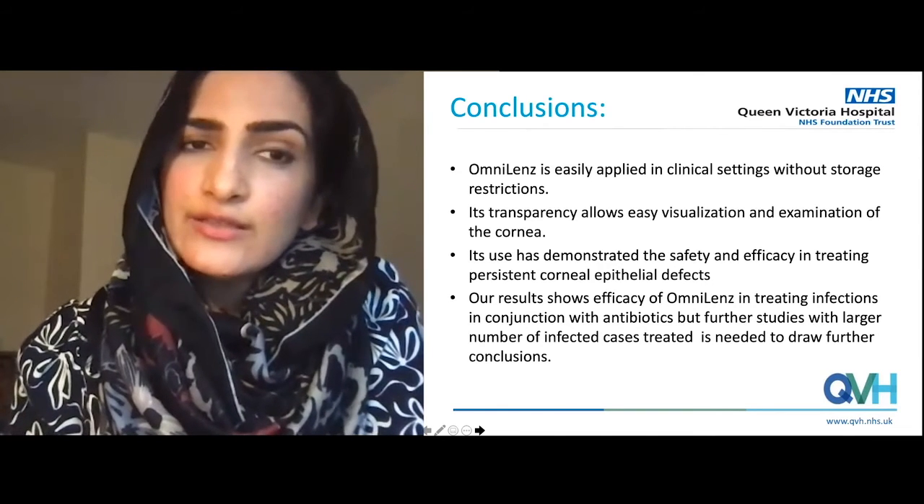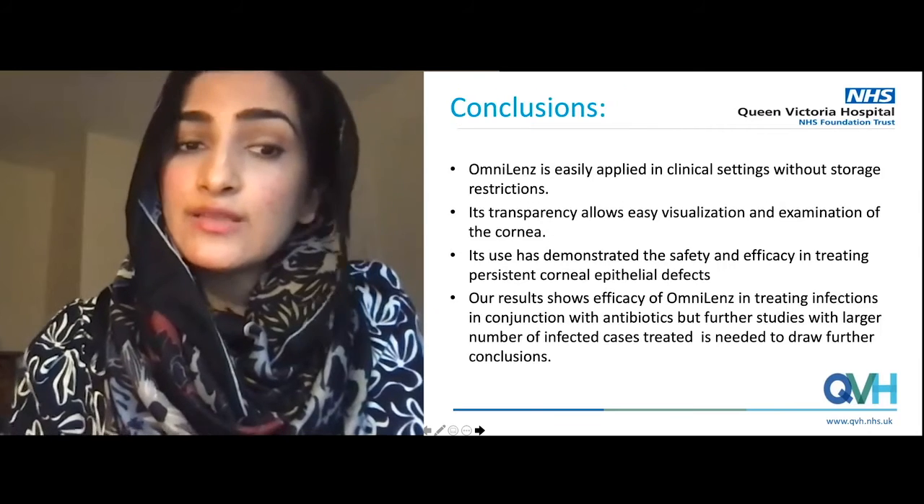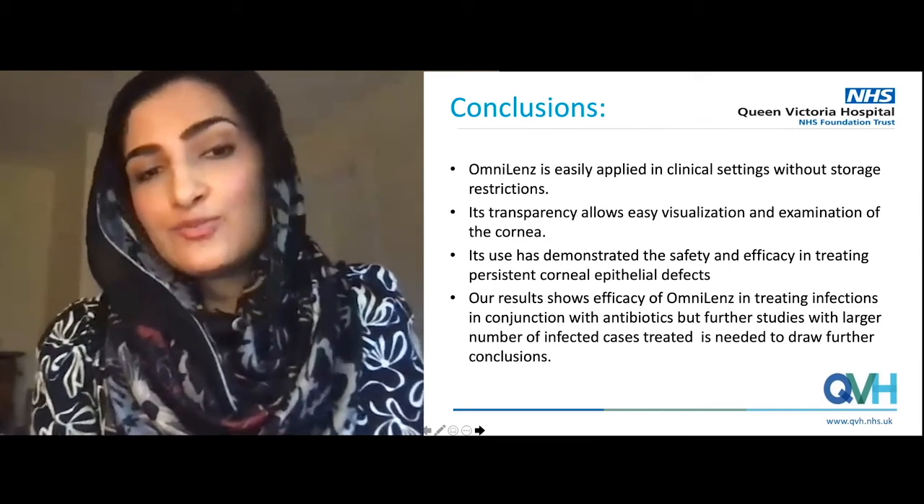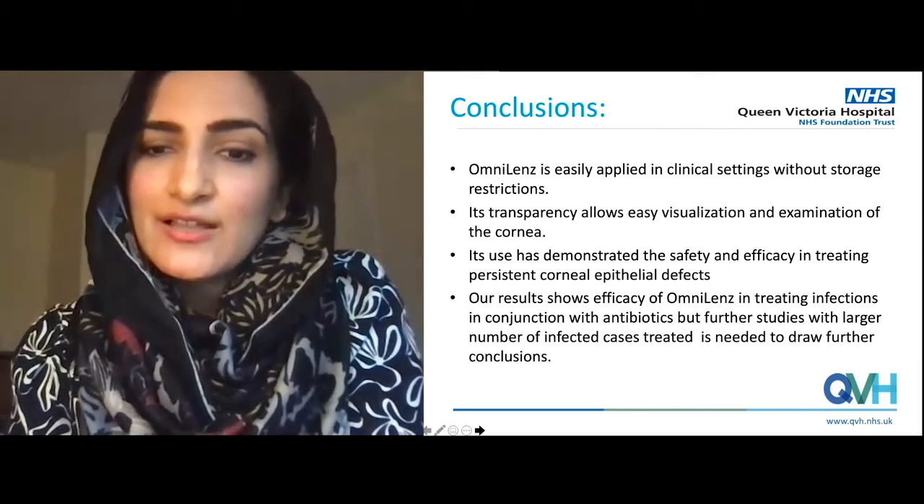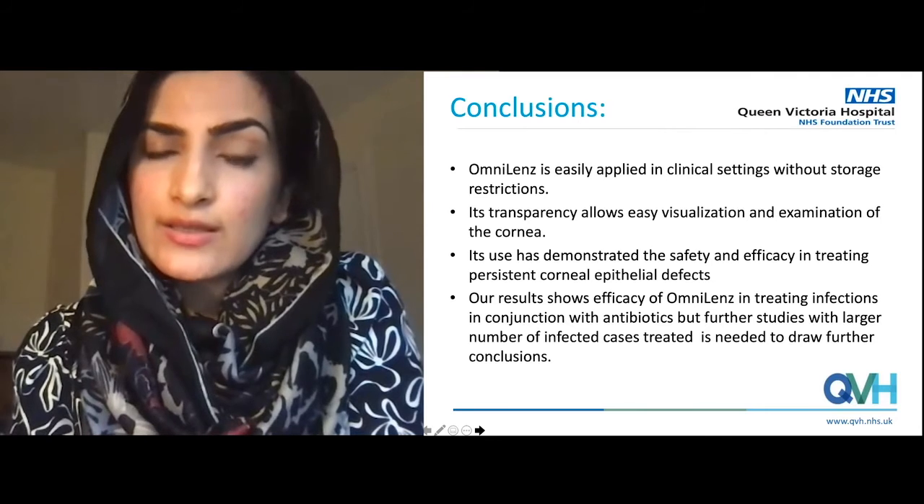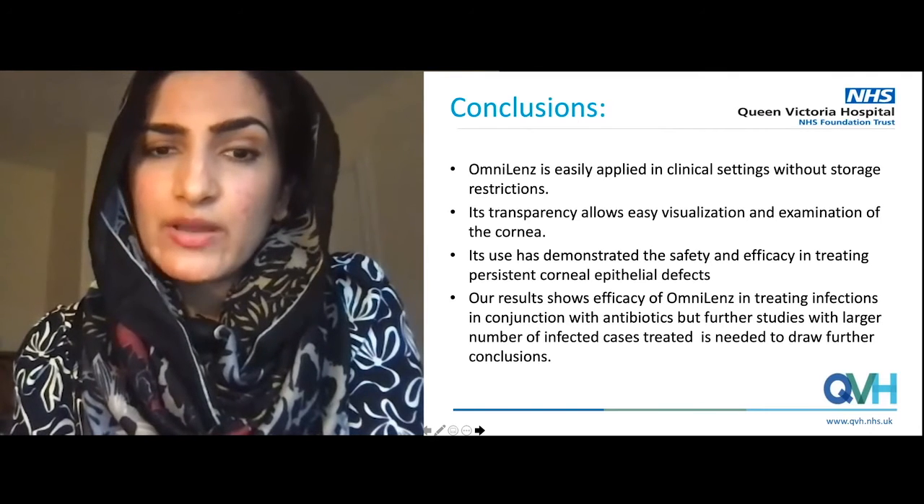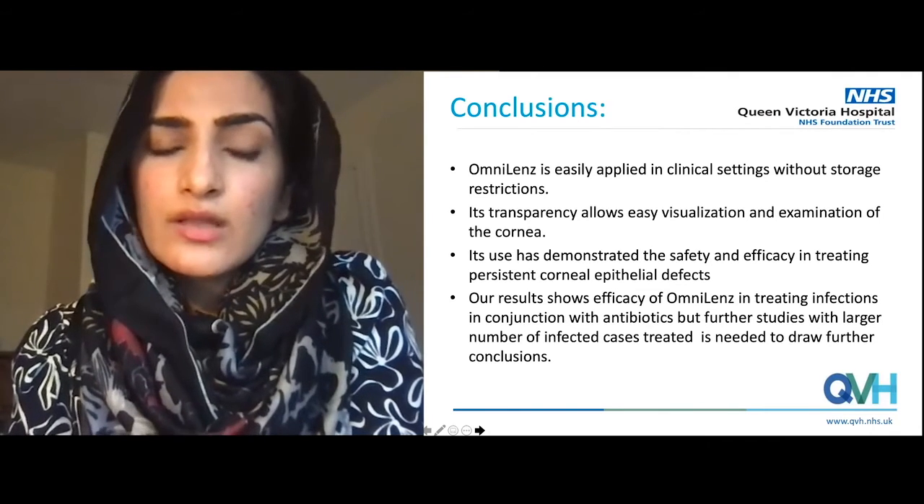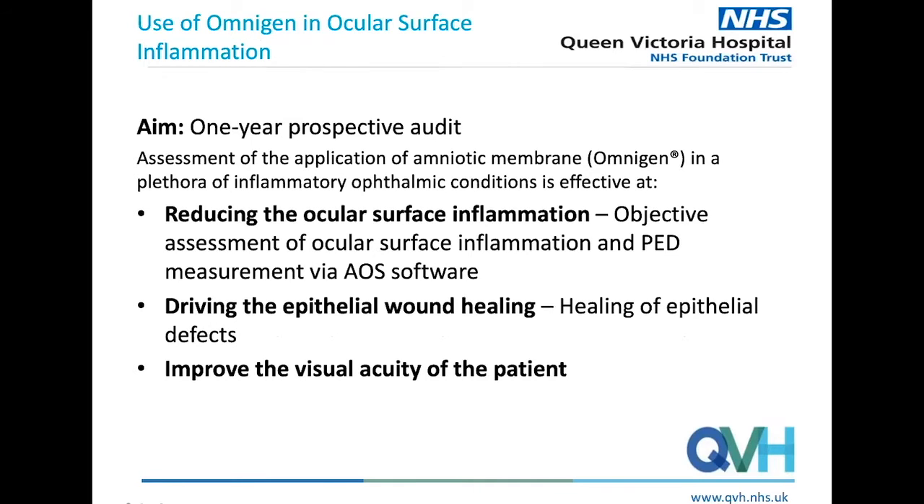In the next few slides, I will go through some exciting future projects we are planning to undertake using amniotic membrane-derived dry matrix. One of them is its use in ocular surface inflammation. We are currently running a 1-year prospective audit, and it involves assessment of application of OmniGen in a plethora of inflammatory ophthalmic conditions, being effective at reducing the ocular surface inflammation.